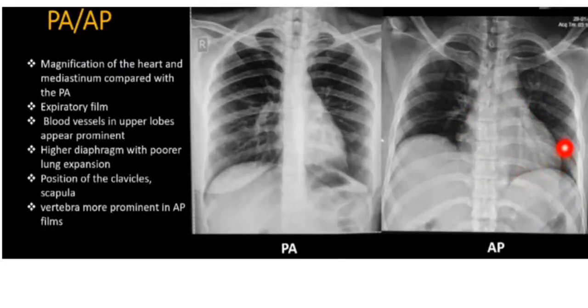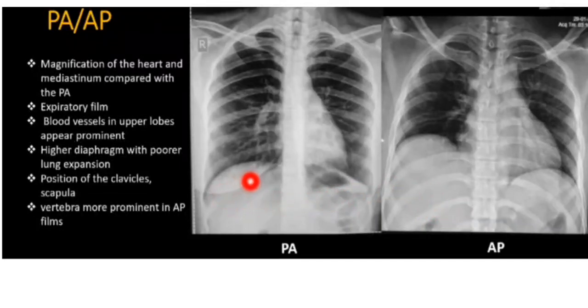If you look at this heart shadow here, it's small compared to the heart shadow on the AP, because in AP the source of the X-ray is very close to the heart, so the heart shadow is big in AP, while it's small or acceptable in the PA X-ray. So that's another difference. In PA X-ray the heart shadow is small, while in AP X-ray the heart shadow is big.